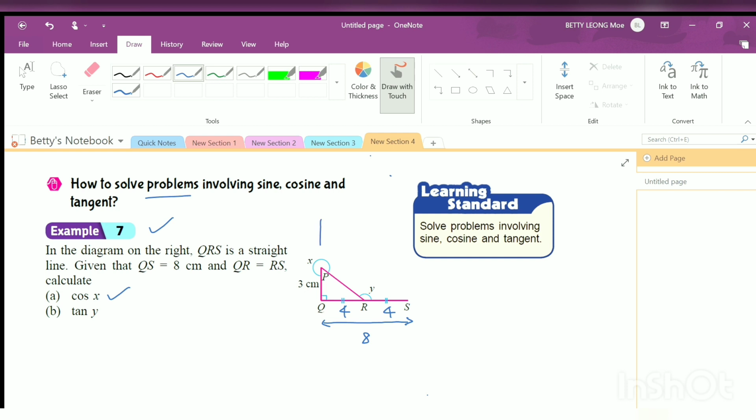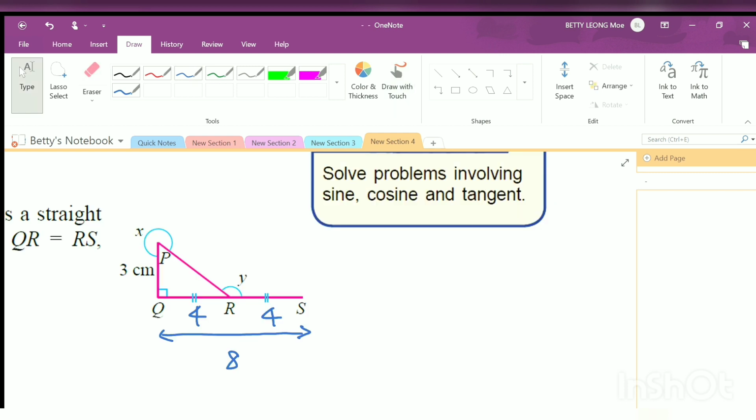This one is your X and this is your Y. So you want to find your cos X. Your angle X is this one, but you have to look at it in a quadrant form. So in a quadrant form, this is your x-axis, and this is your y-axis. What you see is this is your angle x.